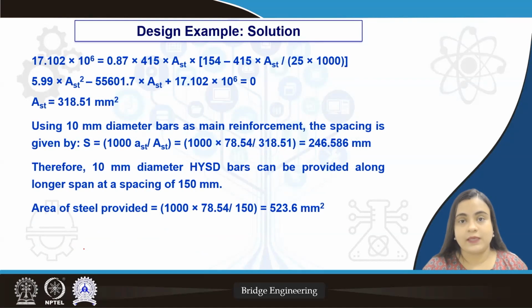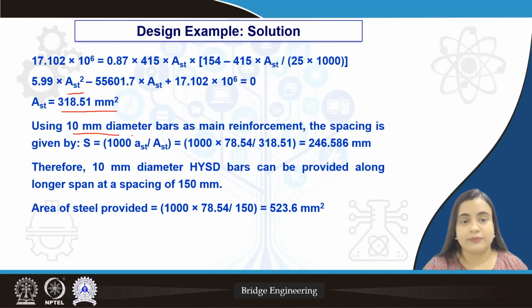So if we apply all the parameters' magnitude in the expression and rearrange the terms, we will see that it turns into a quadratic equation of AST which can be solved, and the area of the steel required along the long span direction will be 318.51 millimeter square.